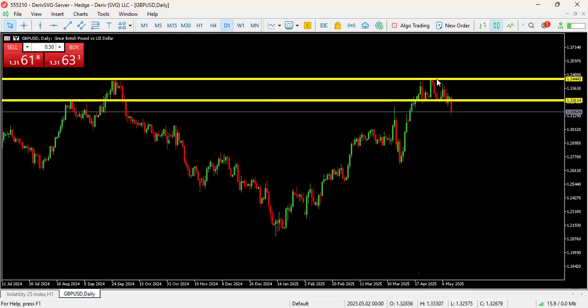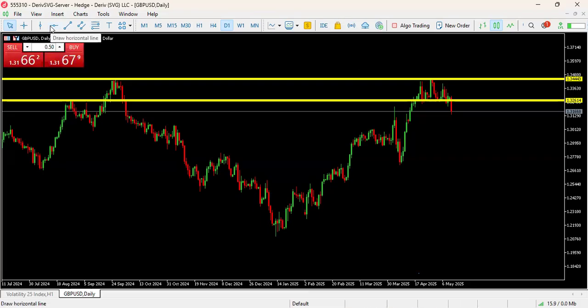As you can see, price has just broken a key level. You got it there. Price has just broken our key level. So this is a very powerful key level, support and resistance, that you need to take note of.